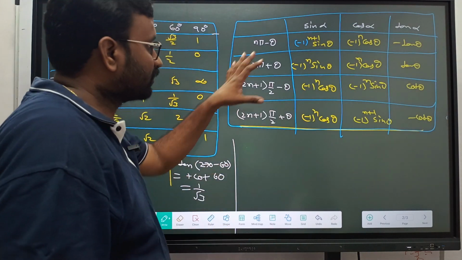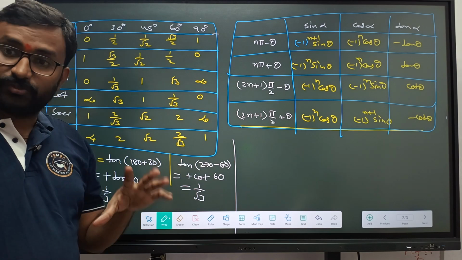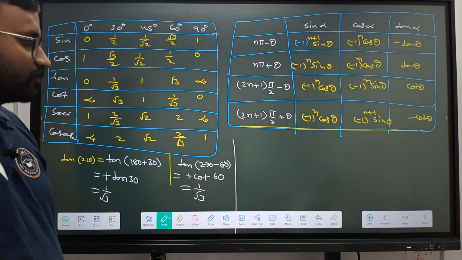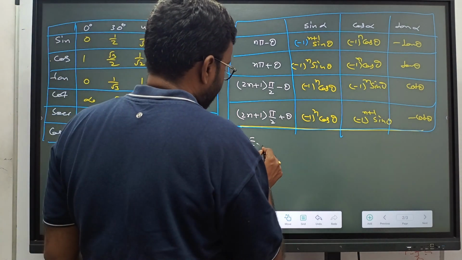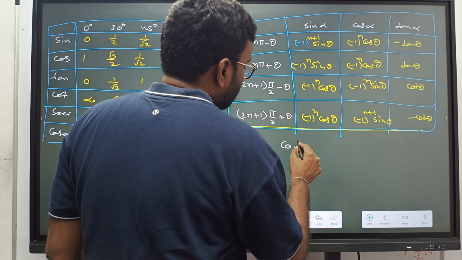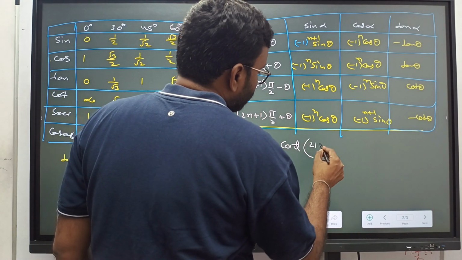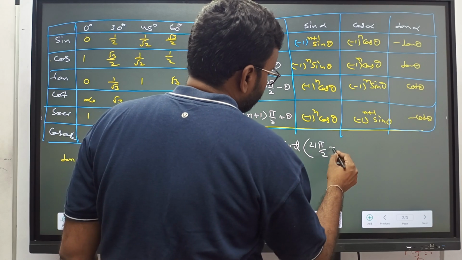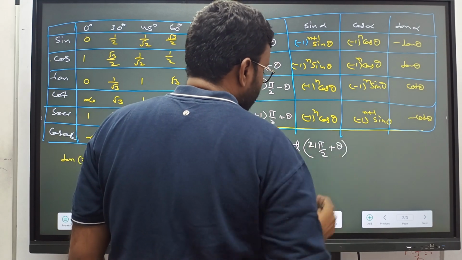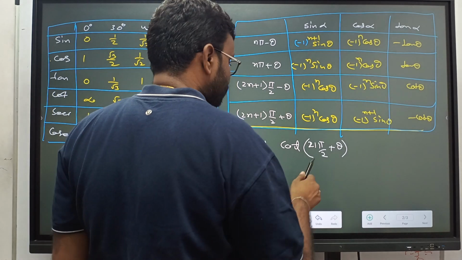I told you that by using this we can find different types of values also. For example, what is cot of 21 pi by 2 plus theta? 21 pi by 2 plus theta.